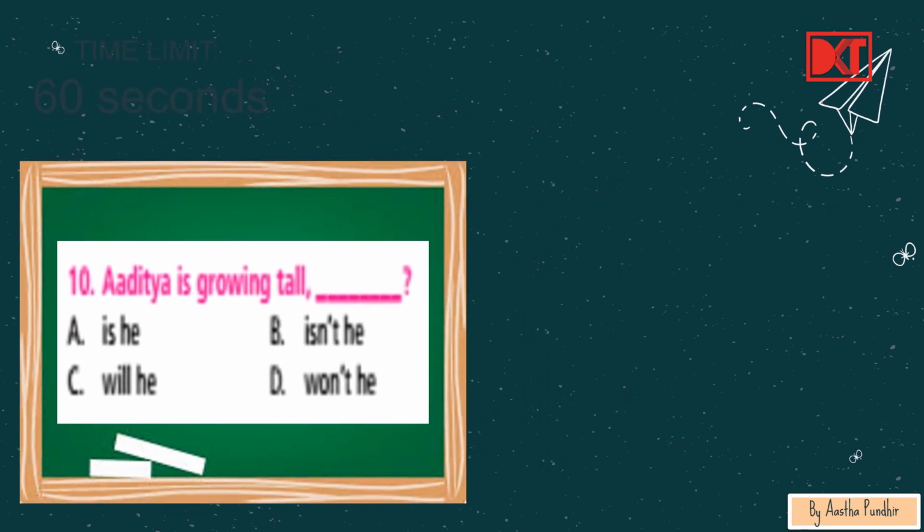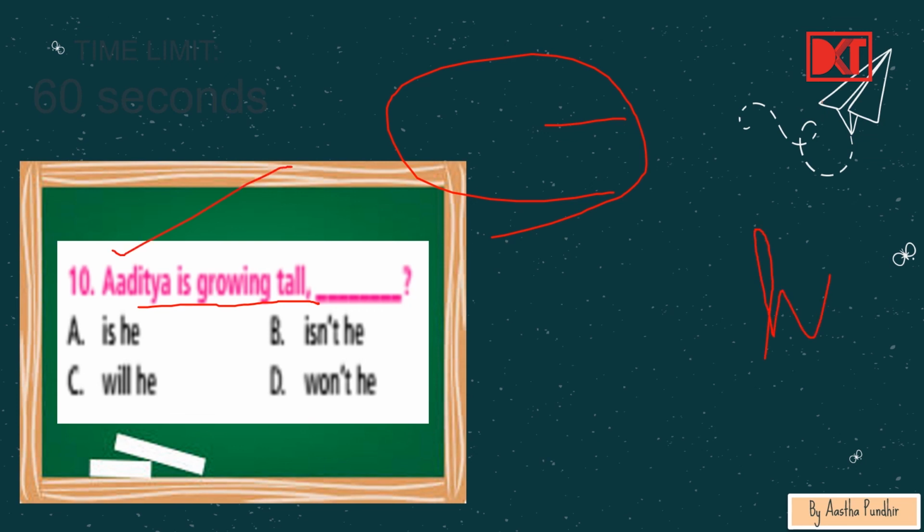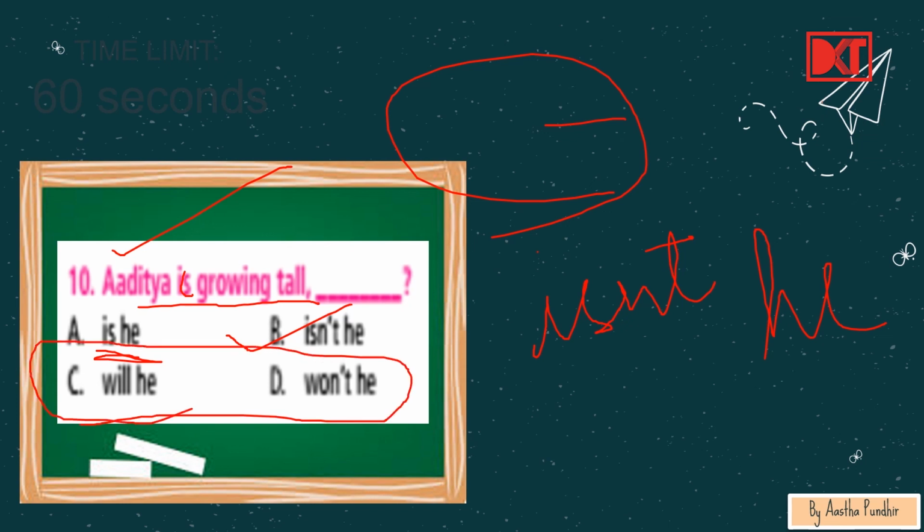Okay, next up we have "Aditya is growing tall, dash." The options are: is he, isn't he, will he, won't he. Okay, Aditya is growing tall. Positive statement, negative question tag. For the negative question tag, Aditya is what? Third person, singular, male, so we use he. And then is, the verb we use, isn't he. "Aditya is growing tall, isn't he?" So the correct answer is B. As you see, A is positive. C, will he, and D, won't he, both of these have incorrect verbs.